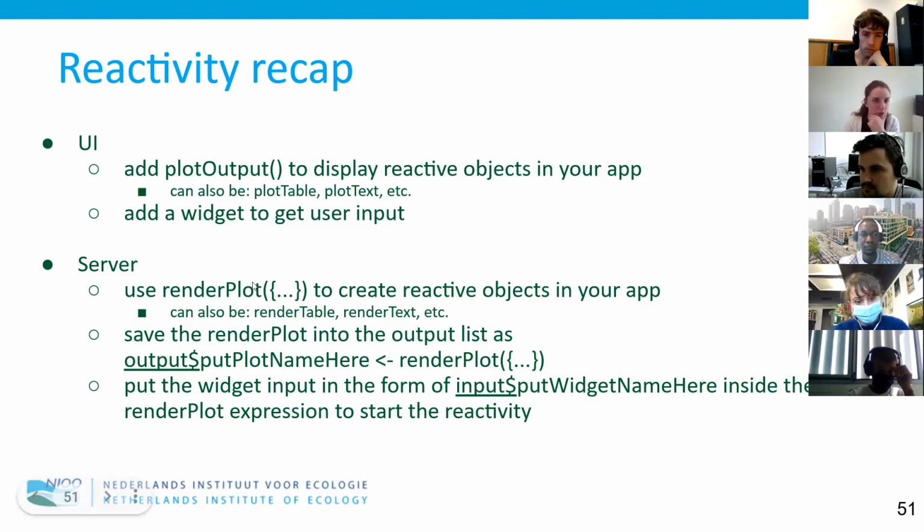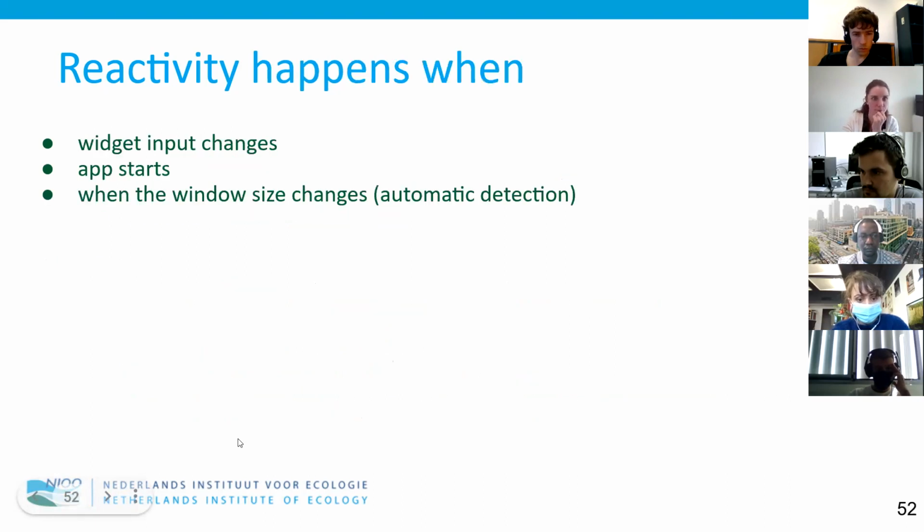And it's also important to note here that we have this special curly bracket situation that indicates that we're working with a reactivity element. And you need this type of thing to create reactive objects in your app. And it can not just be render plot, but it can be a render table or render text, etc. And you need to save that render plot to an output list, just like output$, put plot name here, and then you're good to go. And you need to put that widget input also in the form of input$, put widget name here, inside that render plot function to get the reactivity started.